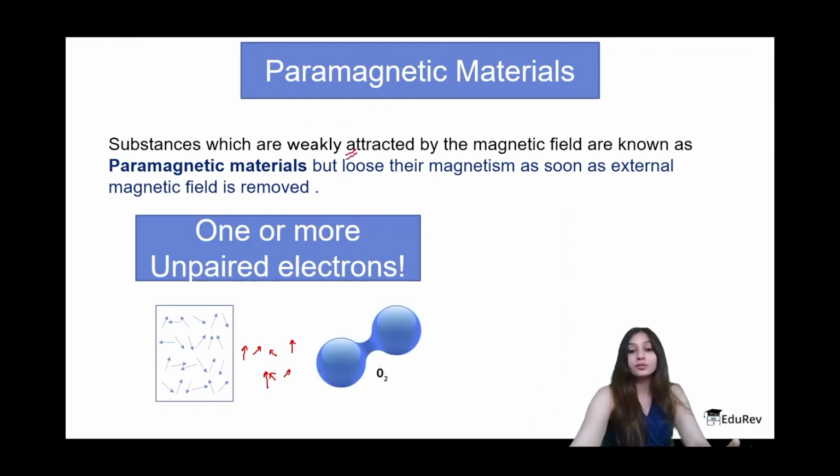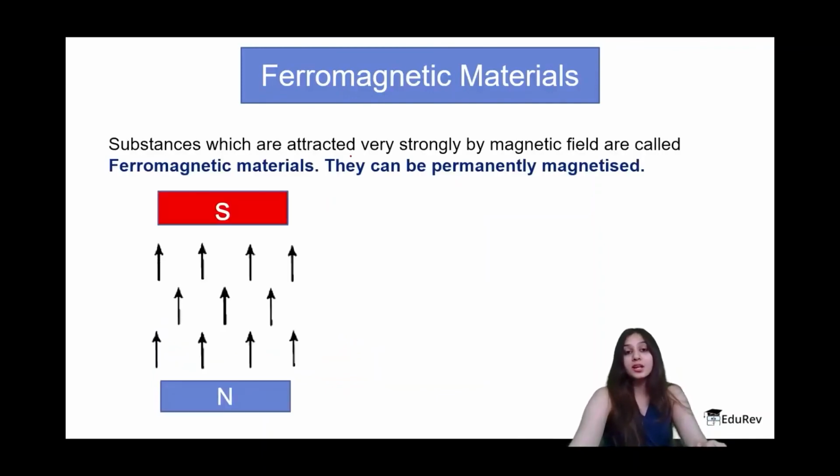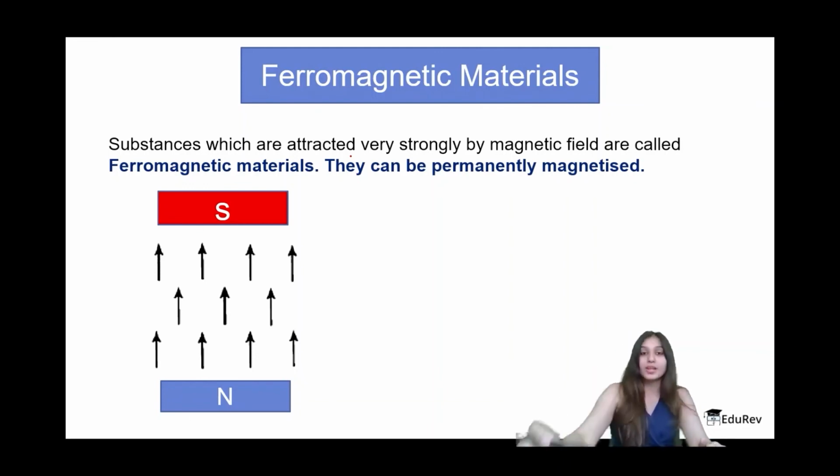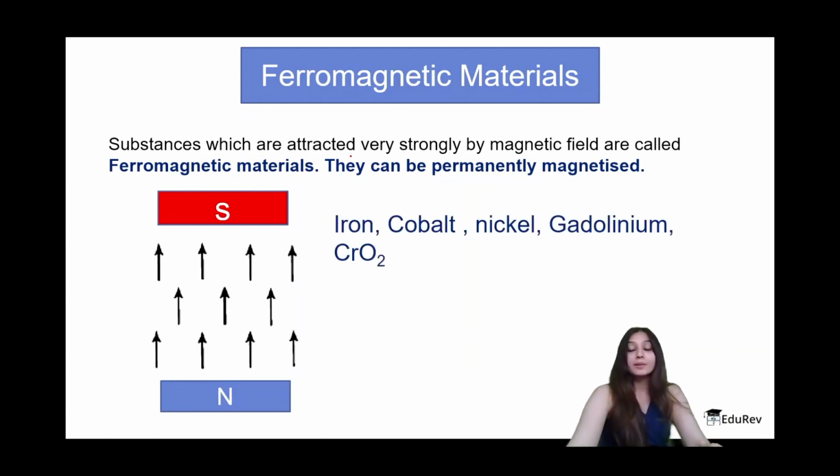But in case of ferromagnetic, as you can see, all the magnetic moments are arranged directly in the direction of the external magnetic field, and that is why they are very, very strong magnets, and they are permanently magnetized, okay? They will remain magnets even after the external magnetic field is removed. That's what ferromagnetic are, okay? And the main examples are strong metals like iron, cobalt, nickel, gadolinium, and this is a very important example of chromium dioxide, which you guys have to remember, okay? There's no doubt about that.